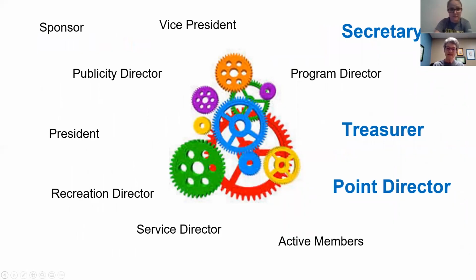So as you can see, the secretary and the treasurer and the point director, they're important cogs in this machine. And when everybody communicates with one another clearly, when everybody is working toward the same common goal, this machine can be very well oiled and can work very, very smoothly. It takes everybody working together to make this KAY club of yours a success.